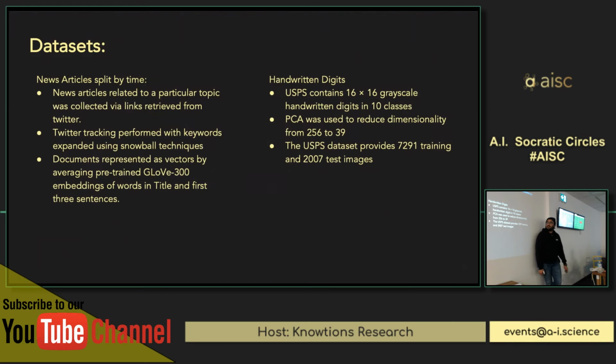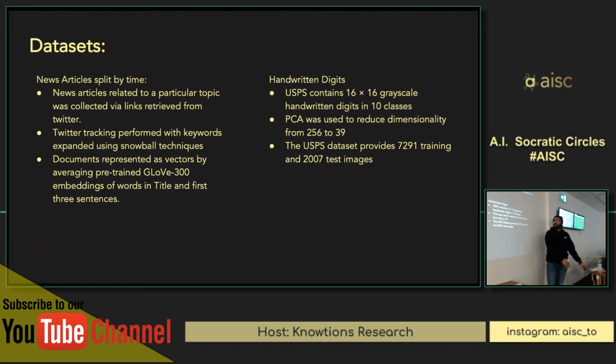Moving on to the data sets that were used for the test. We have two types of data sets. One is a set of handwritten digits from USPS, the United States Postal Service. It's about 1,000 handwritten digits in grayscale, 16 by 16. They reduced it to 39 dimensions for some reason, and they use the training and test set splits.